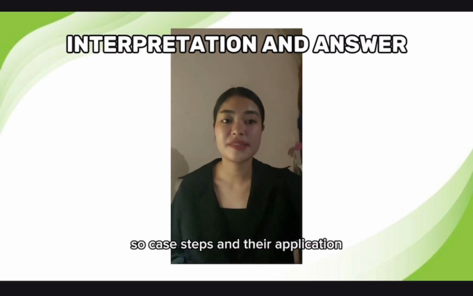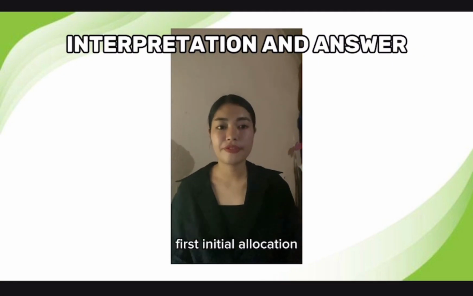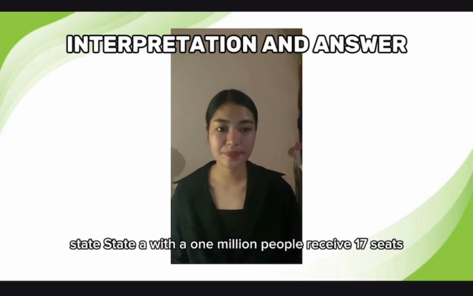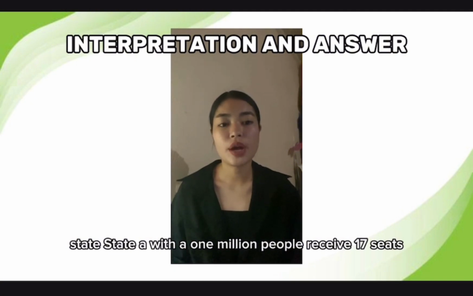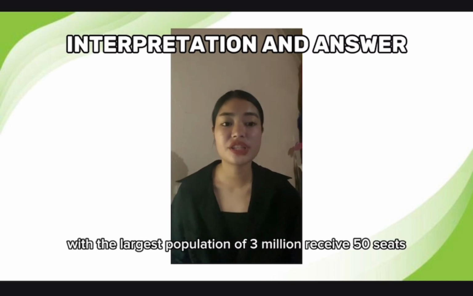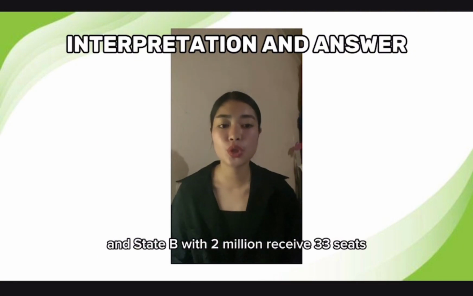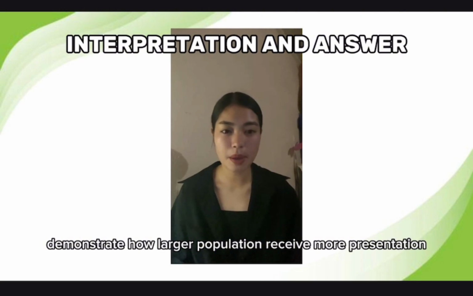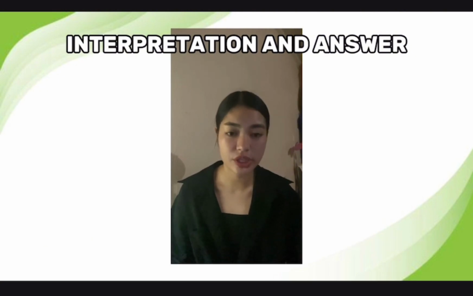So, case steps and their application. First, initial allocation. The total population of 6 million was divided among 3 states. State A, with 1 million people, received 17 seats, while State C, with the largest population of 3 million, received 50 seats, and State B, with 2 million, received 33 seats. This initial allocation demonstrates how larger populations receive more representation.